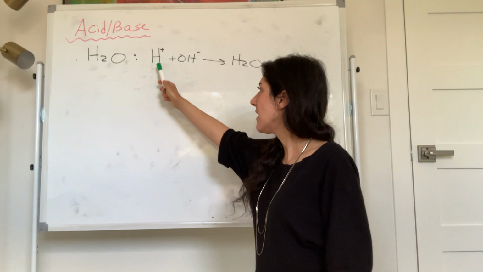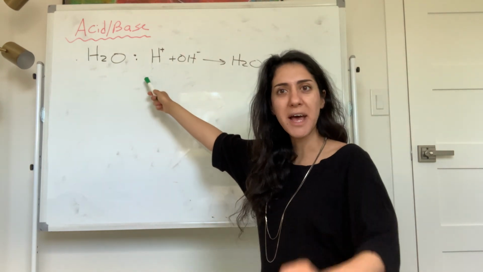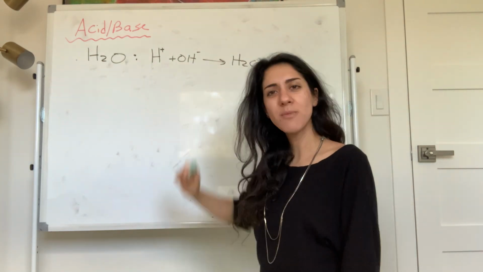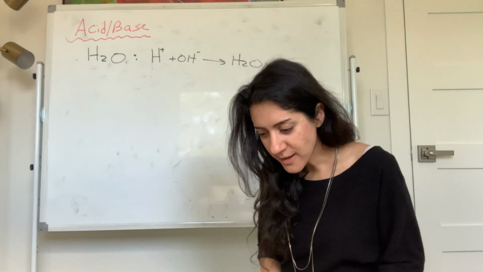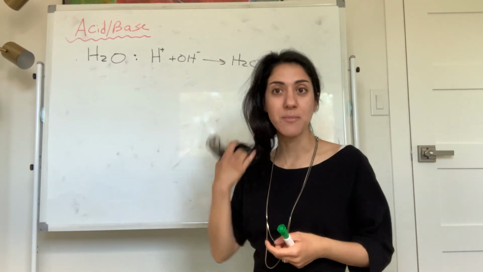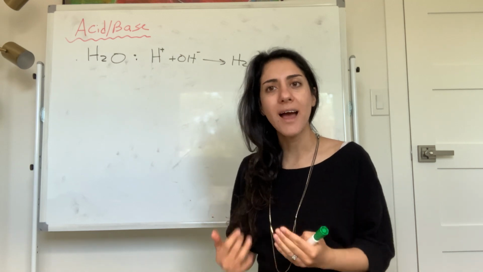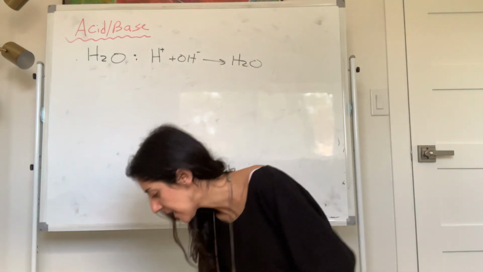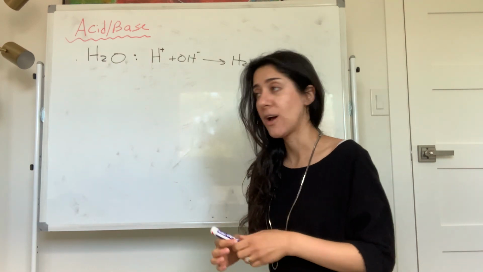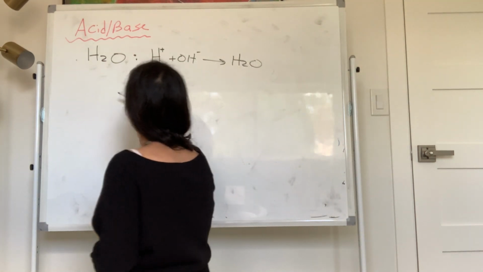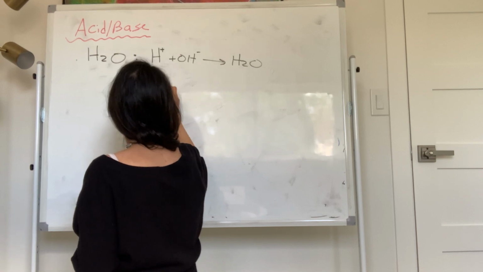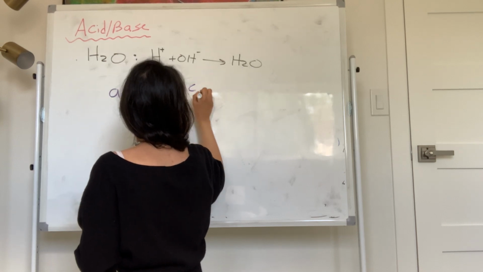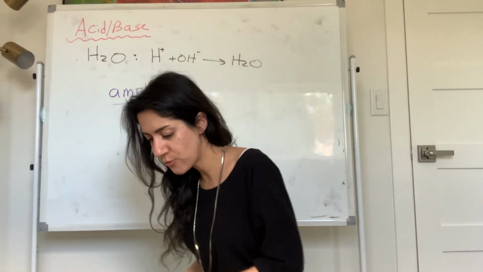Now, water has H plus, so it's an acid, and it has OH minus, so it's a base. So what is water? Water is an acid and is a base. Water can act as both. So water can act like an acid, it can also act like a base. What we call that, we call it amphoteric. So we said water is amphoteric.